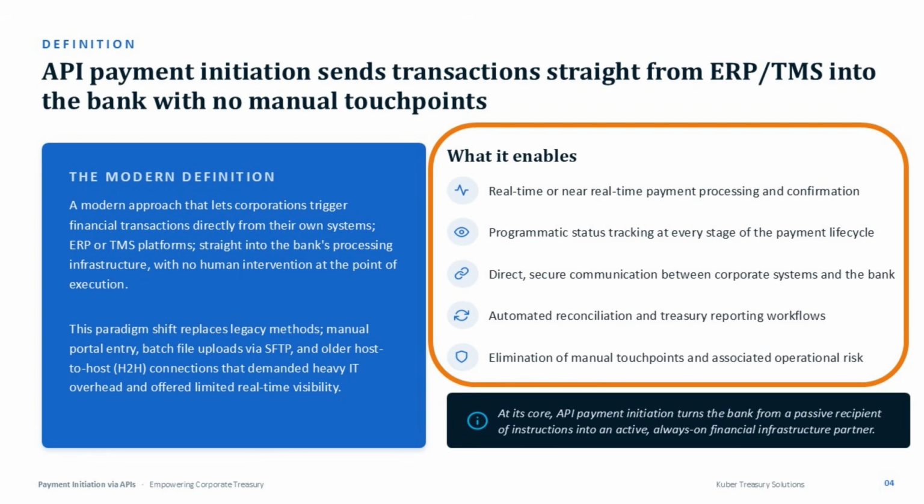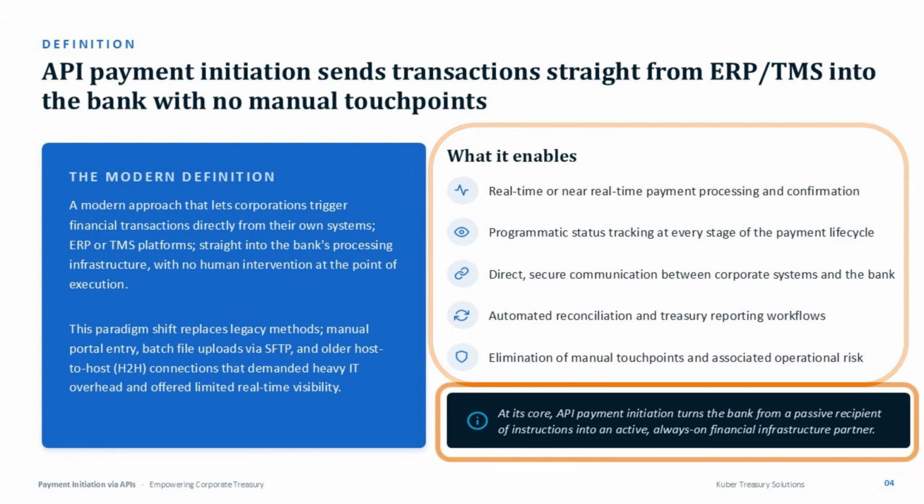The company sends the payment instruction. The bank can send information back. For example, was the payment received? Was it accepted? Is it still being processed? Were there any problems or issues? That helps Treasury track payments more easily.